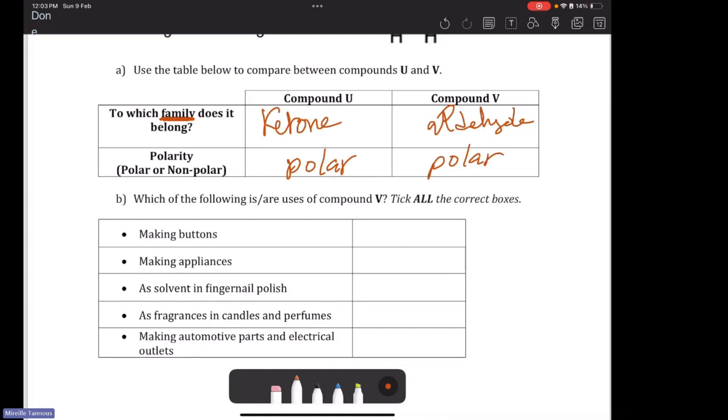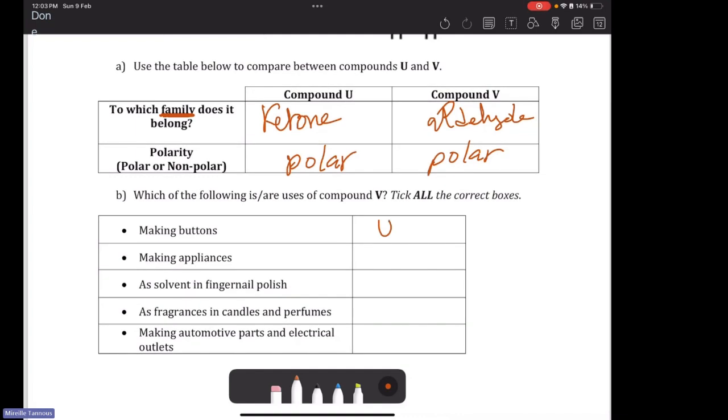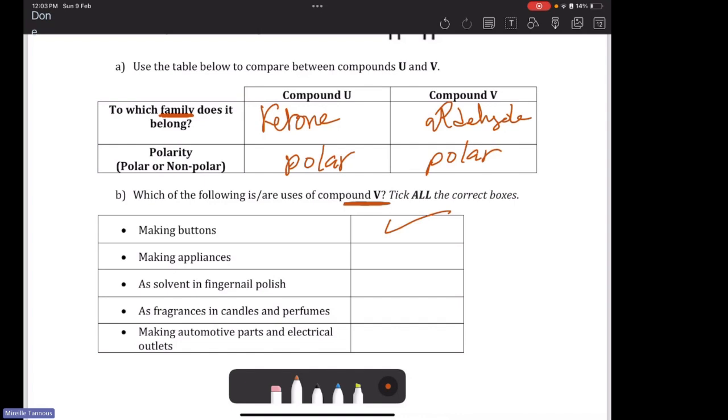Now the uses. Buttons for aldehyde. Let's see the question: which of the following are uses of V. Yes, aldehyde. Okay, buttons, appliances, automotive parts, all of these are aldehyde. Fingernail polish for ketones. Candles and perfumes for ester.